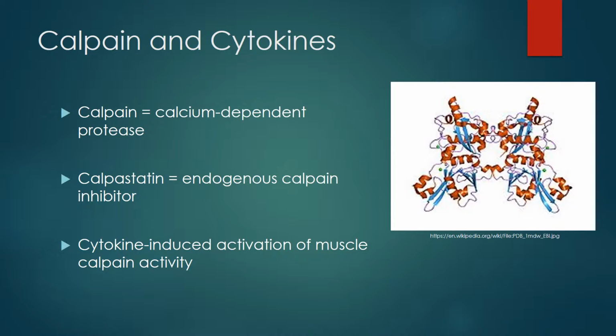Previous research suggests that cytokines play a role in the development of infection-induced skeletal muscle weakness. Research has also shown that animals that overexpress calpastatin, which is an endogenous calpain inhibitor, have greatly reduced diaphragm weakness. So in this study, the researchers decided to experiment with calpain. Calpain is a calcium-dependent protease that is ubiquitously expressed in mammals. You can see its protein structure on the right.